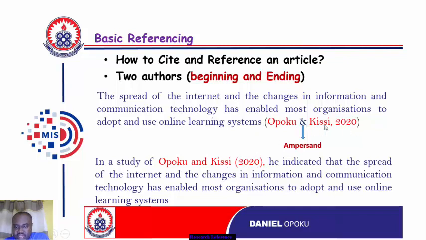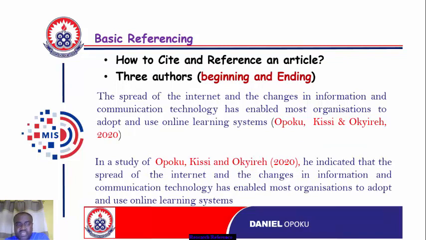So Opoku and Kisi, comma, 2020. That's how to reference when you are placing the reference at the end of the statement. And when you have the reference at the beginning of the statement, this is how you do it. Hope it's clear. Right, now let's see what if we have three authors.